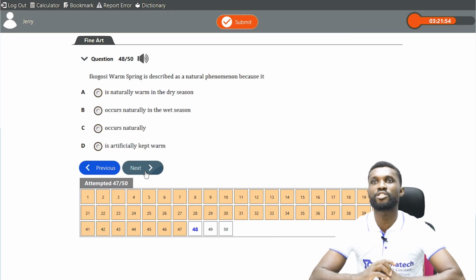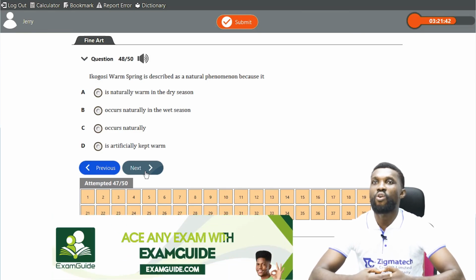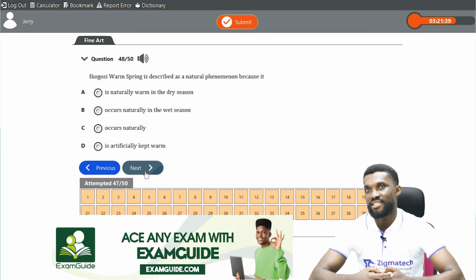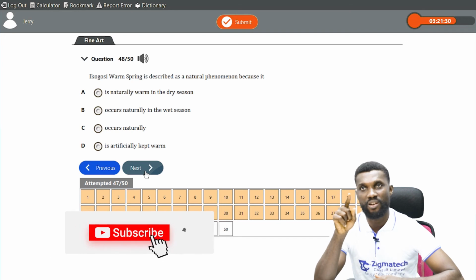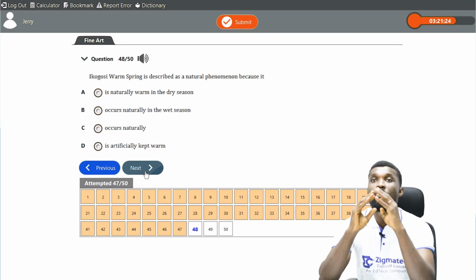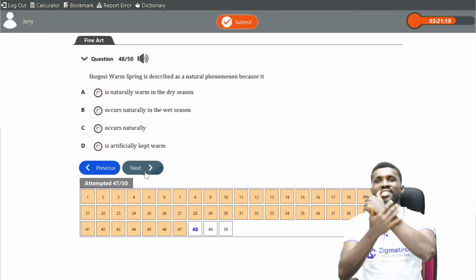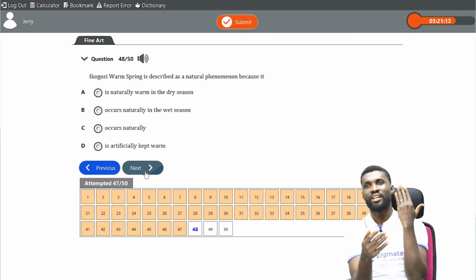Ikogosi warm spring is described as a natural phenomenon because A, it is naturally warm in dry season. B, occurs naturally in wet season. C, occurs naturally. D, is artificially kept warm. Now, Ikogosi warm spring is a spring in the place known as Ikogosi, and it's a warm spring. It is described as a natural phenomenon because it occurs naturally. Nothing makes it. It's not because of the season, neither is it because of the place it is located.